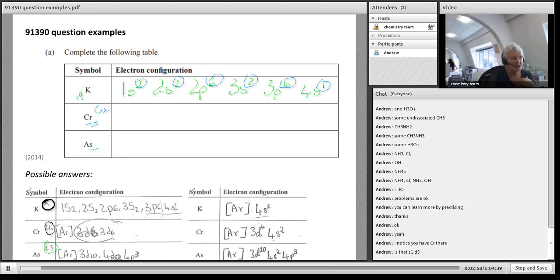So you'll find you'll either get a trick one like the chromium or copper, or you'll get a cation or anion. And in particular, the cations they like are transition metal cations. So if you, for instance, had chromium 3 plus, you'd have to say, okay, I had 24 electrons. If it's 3 positive, I have to take away 3, so I've actually only got 21 electrons that I must distribute. And which orbitals do those 3 electrons come off?